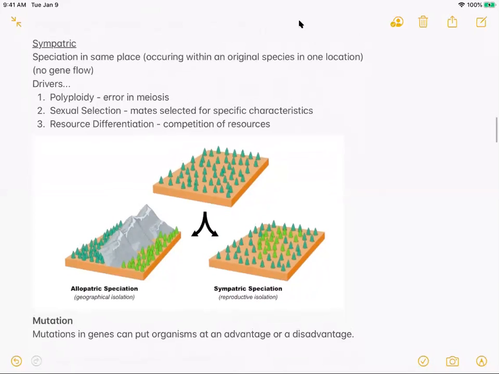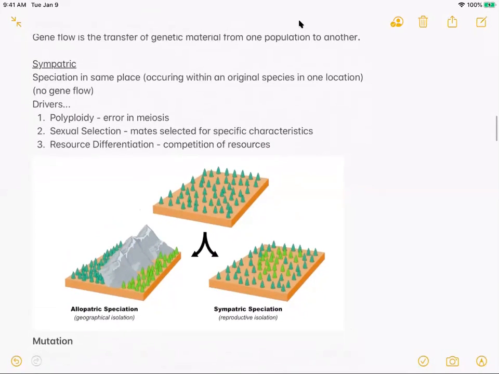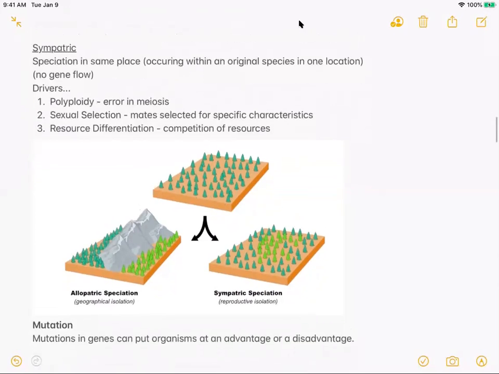And then we have sympatric speciation. So this is speciation occurring in the same place. And so it occurs with the original species in one location. So what could happen in this case is polyploidy could happen. There could be an error in meiosis, and now a new species is going to come about. There could be a difference in sexual selection. So mates may prefer to select for specific characteristics.